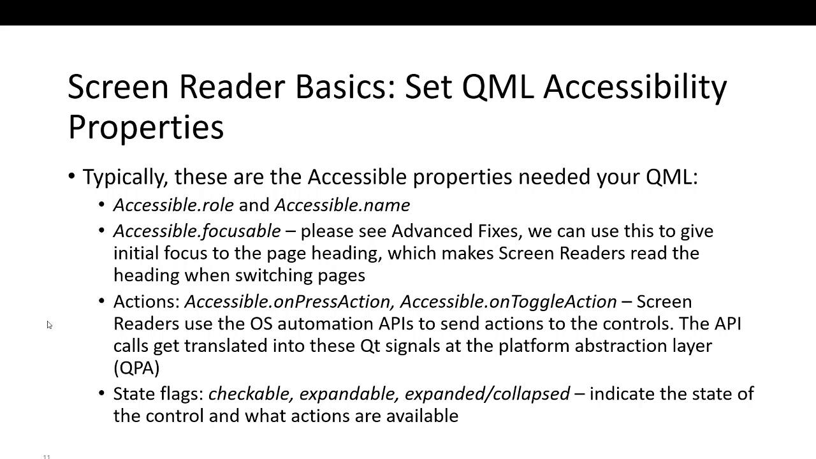The way users interact with the screen reader is they send commands like invoke this button or toggle this button. Those can be any sort of key combinations that the screen reader app has set up. What those translate into at the OS level is the screen reader app makes an API call through the automation APIs to our app, and those calls get translated at the Qt platform abstraction level into Q accessible signals.